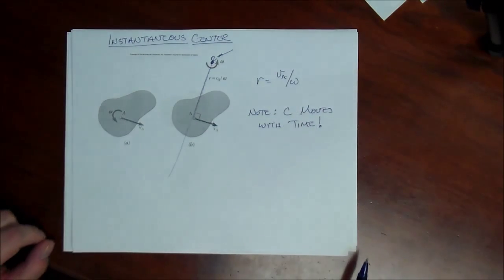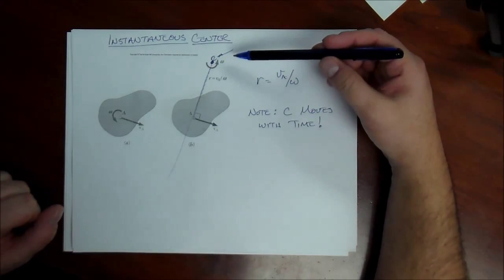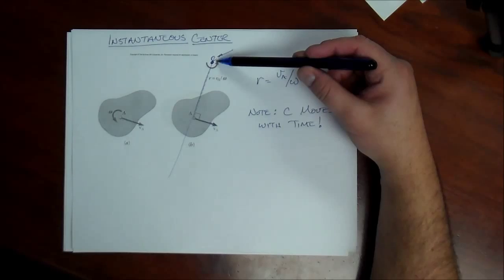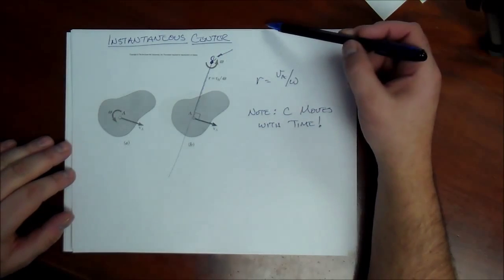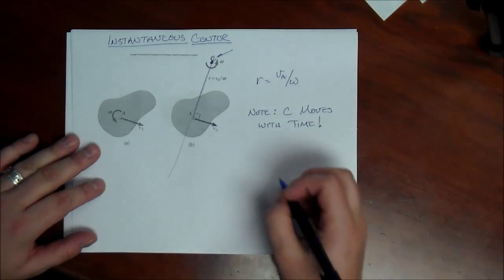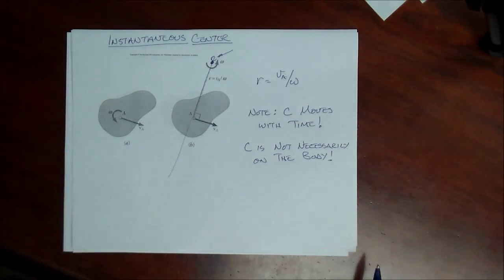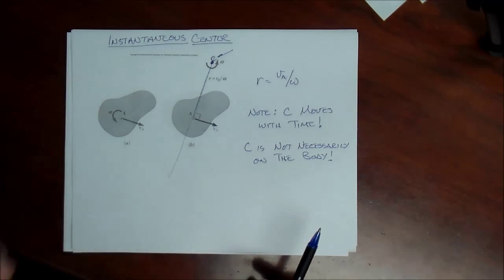Now the interesting thing about C is that this instantaneous center will move with time. So this concept of the instantaneous center is only valid for an instant. A moment later, C may be in some other position. Okay? Another thing is that this point C is not necessarily on the body.